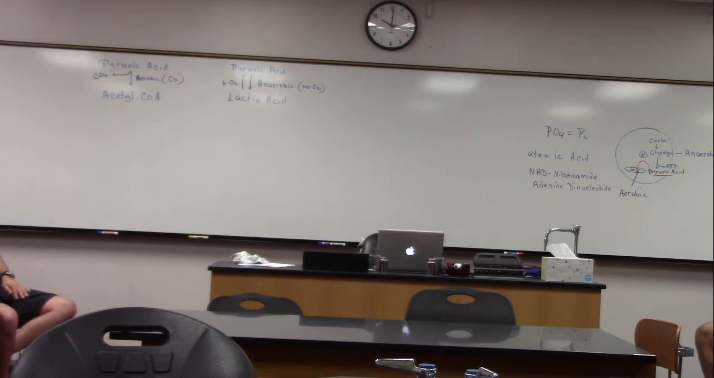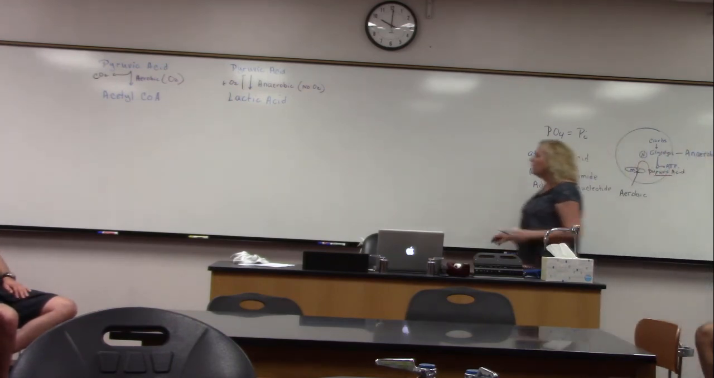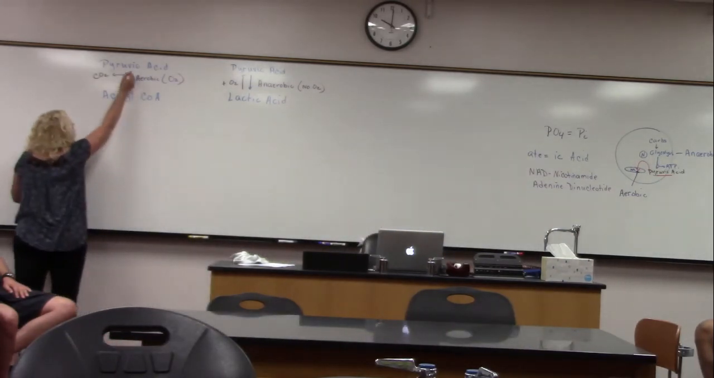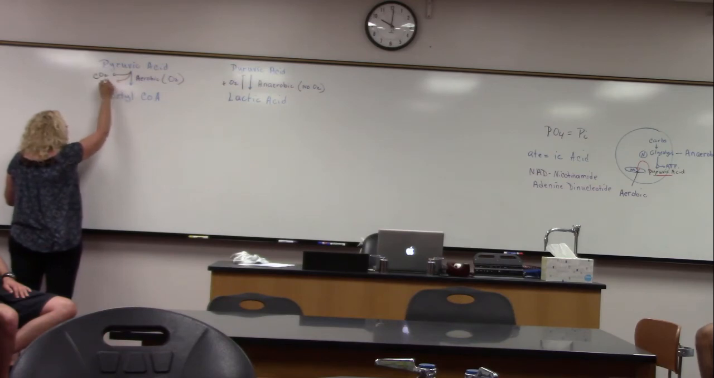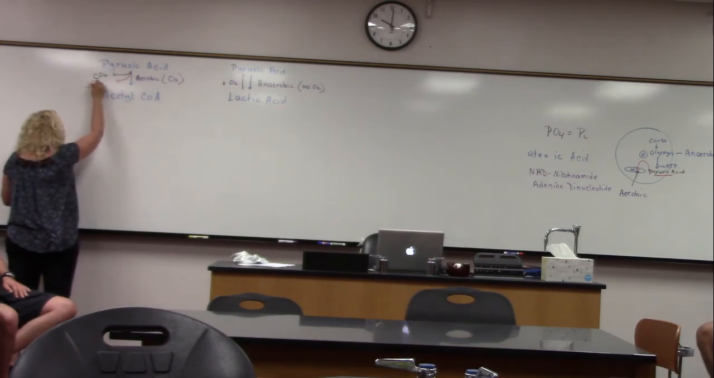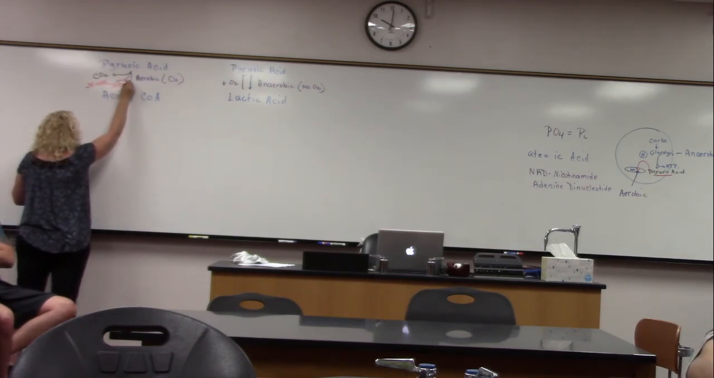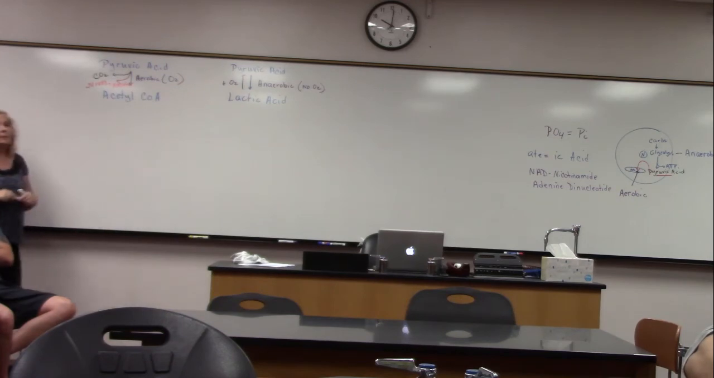Another thing that's going to happen is we're going to take two hydrogens from our pyruvic acid and add them to another NAD to get another NADH plus H. And remember, we'll talk about this in a little bit, we can use this NADH plus H in order to make three ATP molecules.